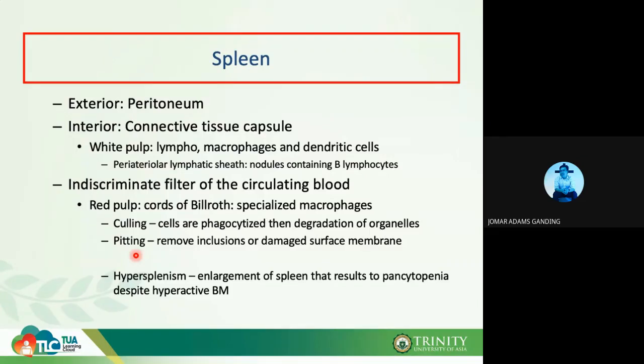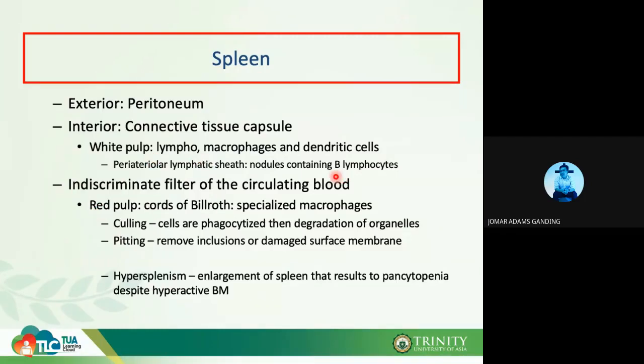Please remember that any red blood cells that are old, ugly, and fat, the three Ms, will pass through the spleen and will either go through culling or pitting. Again, the spleen is the graveyard of your red blood cells.